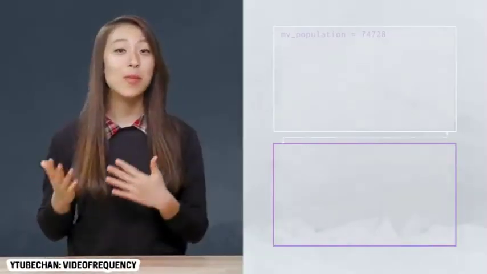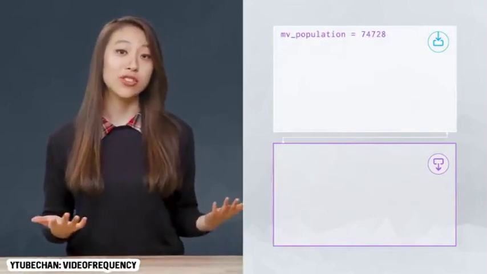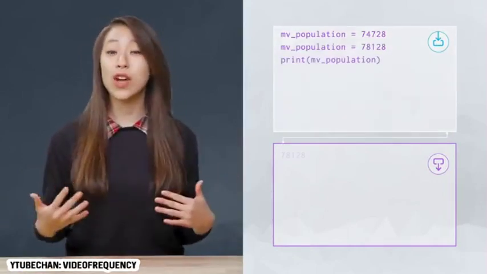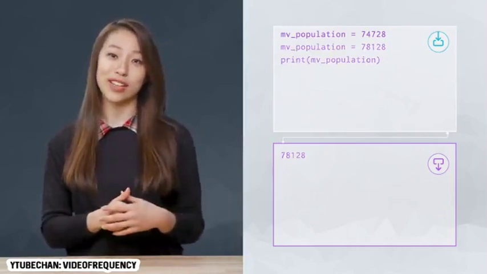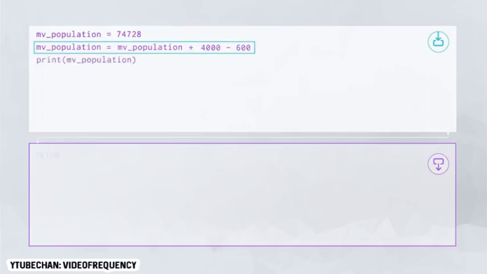We've already set mv_population to this value, but what if we want to update it now that the population changed? We can just assign this variable again to its new value, which we found to be 78,128. Or if we got this new value because we knew 4,000 moved to Mountain View and 600 moved away, we could just apply those changes directly to this variable. In this line, the variable mv_population is being assigned to itself plus 4,000 minus 600, which results in 78,128.